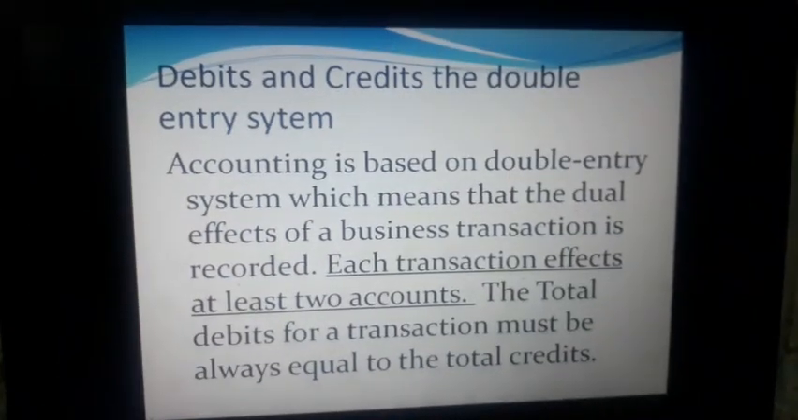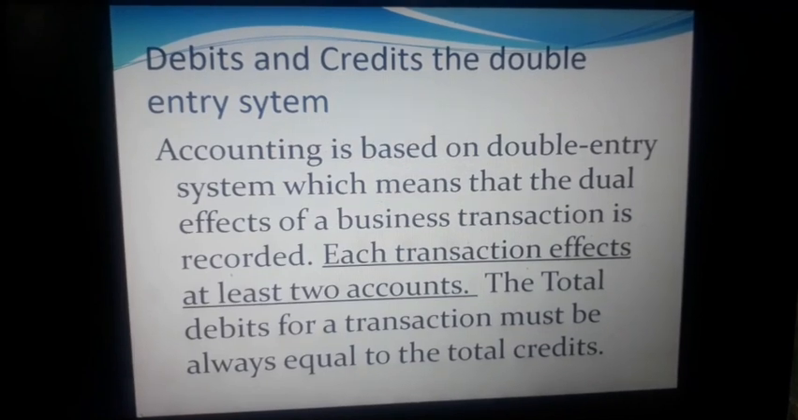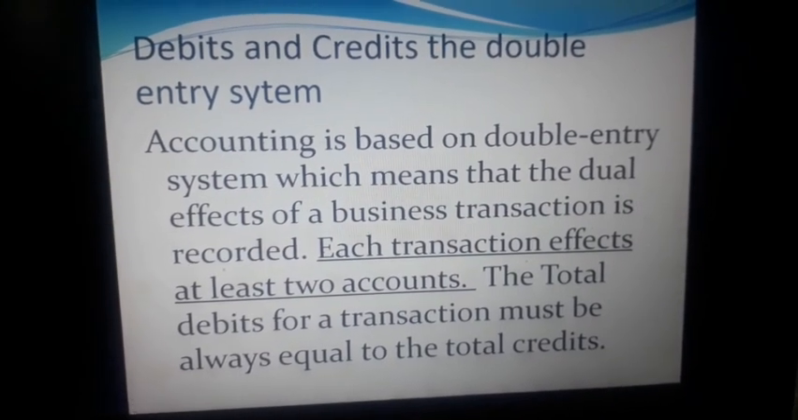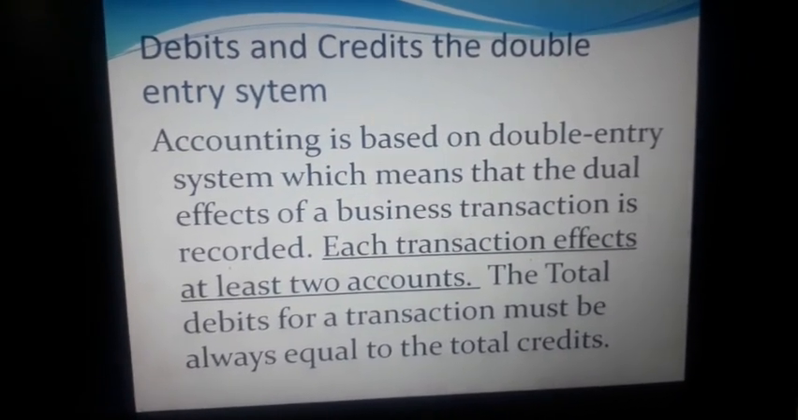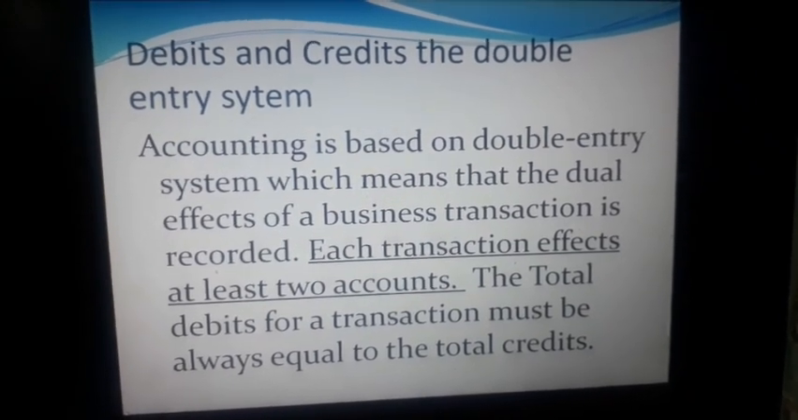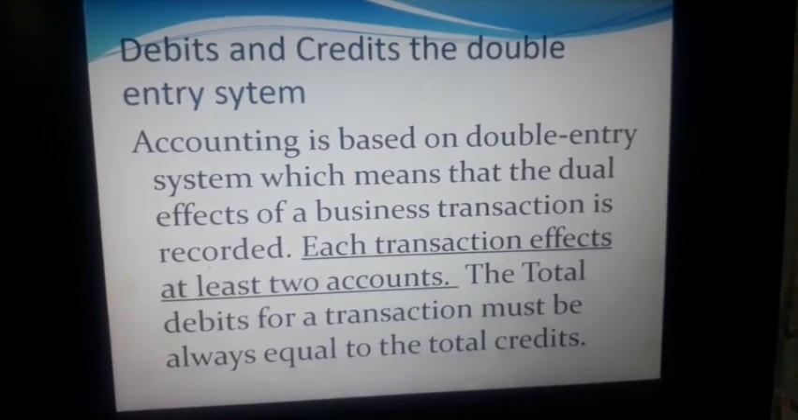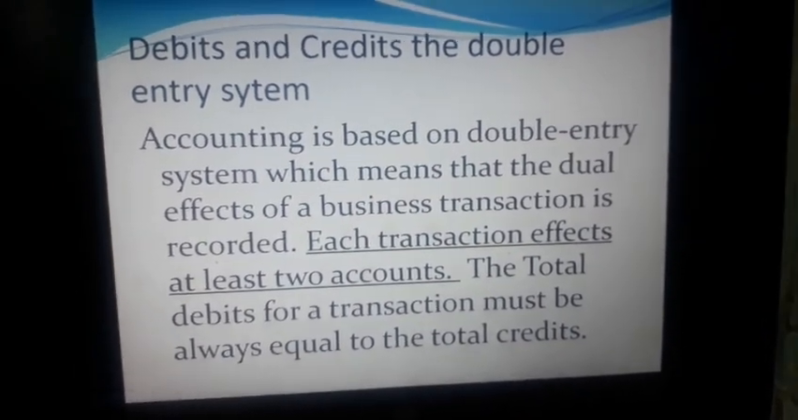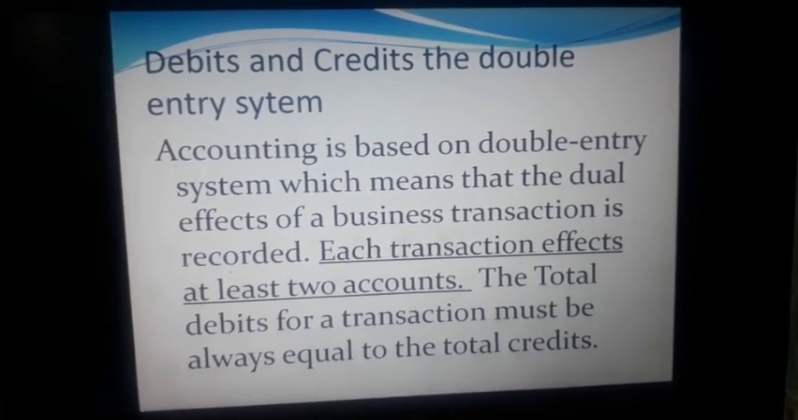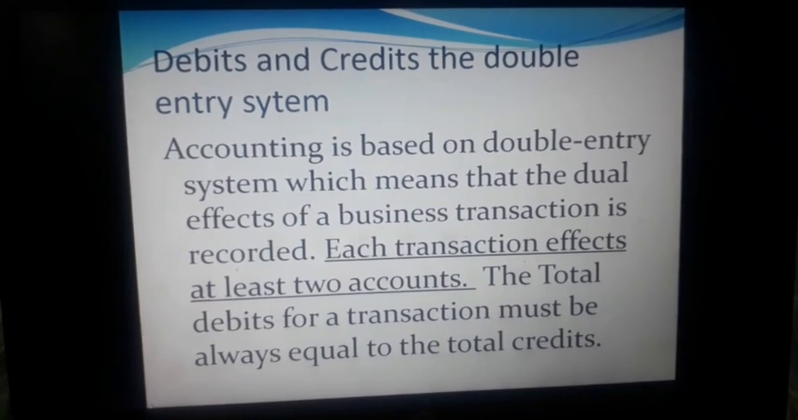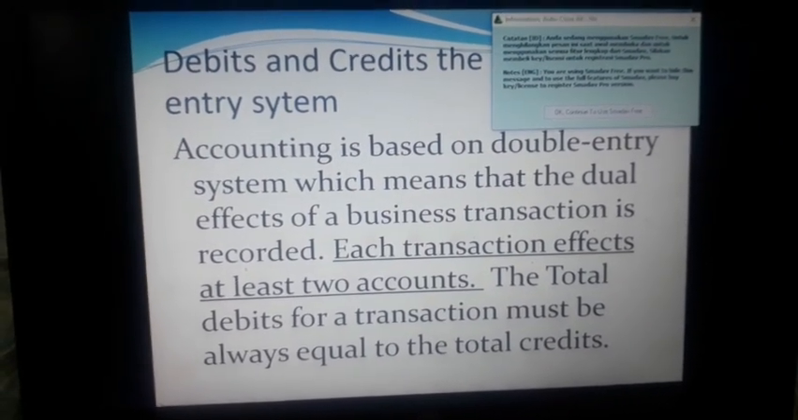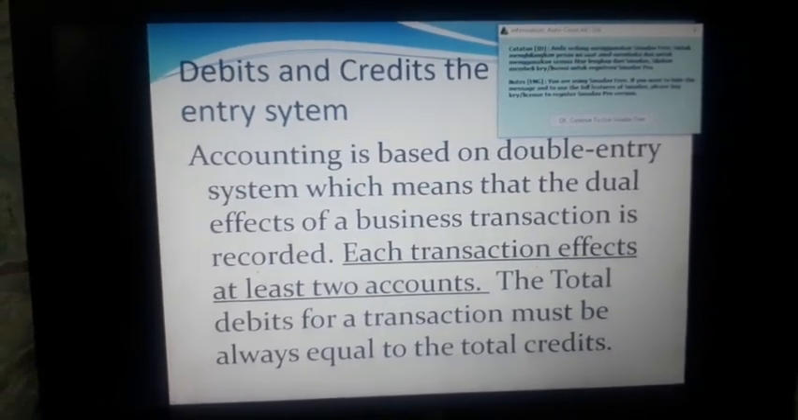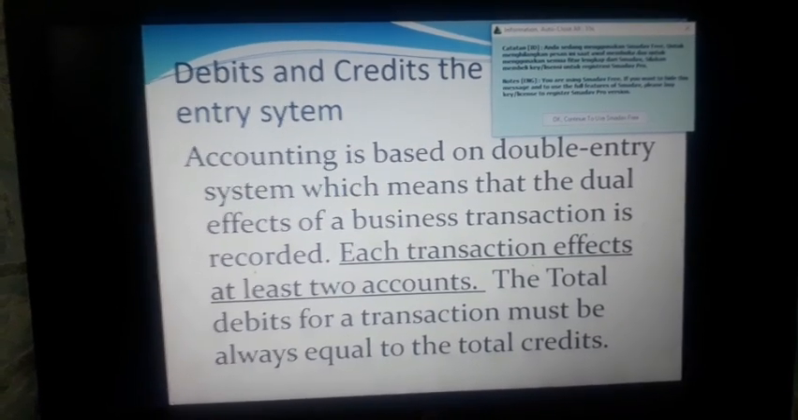Okay, so next. So mga besh, debits and credits, the double entry system. Accounting is based on the double entry system, which means that the dual effects of a business transaction are recorded. Okay, so each transaction affects at least 2 accounts, and the total debits for a transaction must always be equal to the total credits. Okay, so mga besh, accounting, kung magde-debit at credit tayo, dapat po meron po siyang double entry system. Meaning to say, dalawa po ang accounting elements, at least 2 accounting elements po ang affected.